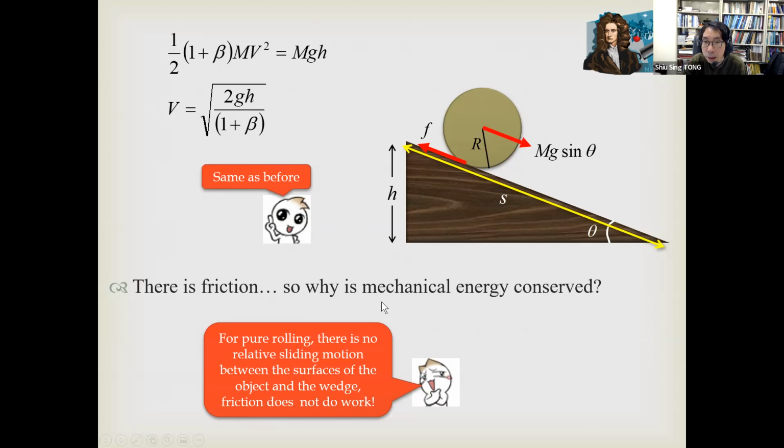Now there's a subtle question here that you may ask. Now I'm considering pure rolling, but there is a frictional force on the inclined plane. But normally when there's friction, we assume that mechanical energy is not conserved because there will always be work done by the friction. That is in fact the case when you deal with problems in your high school study, right? Whenever you have friction, you cannot apply the conservation of energy, right? But why in this case can we apply the conservation of energy even though there's friction?